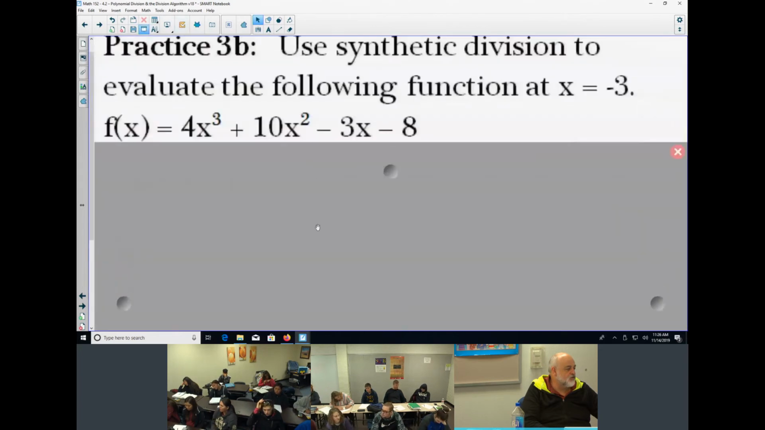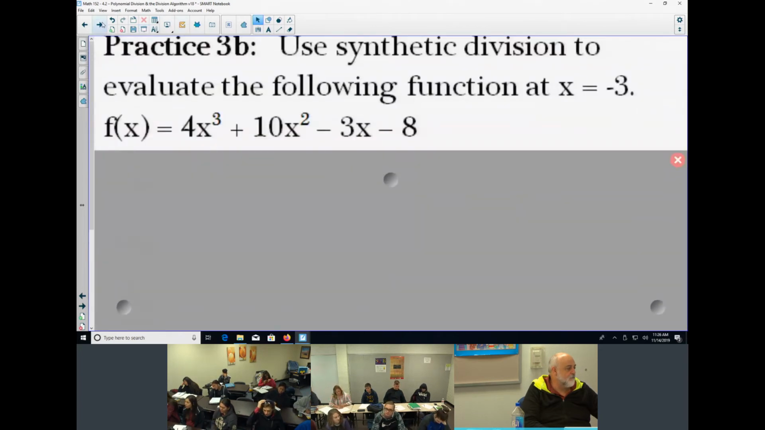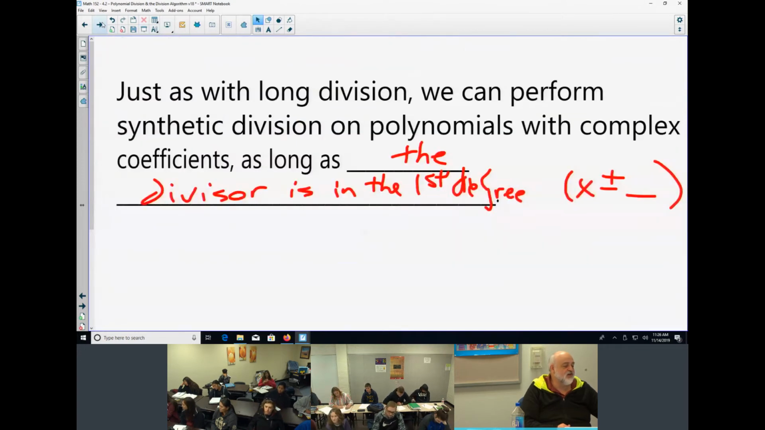All right, so just as with long division, we can perform synthetic division on polynomials with complex coefficients as long as the divisor is first degree. So again, you can't divide by x squared or 2x or whatever. Normally I say x plus or minus some number, but that number can be a complex number and it will still work.